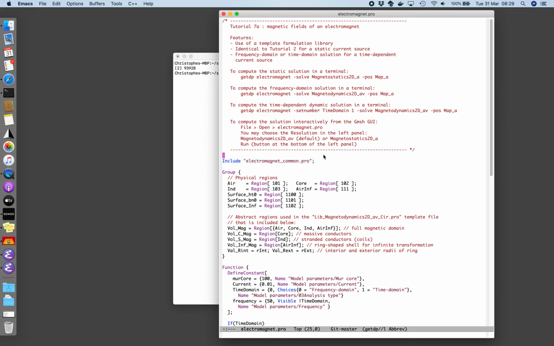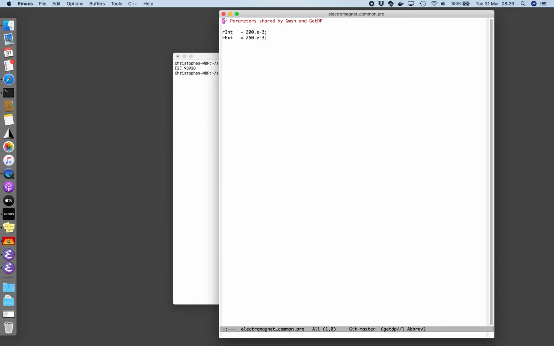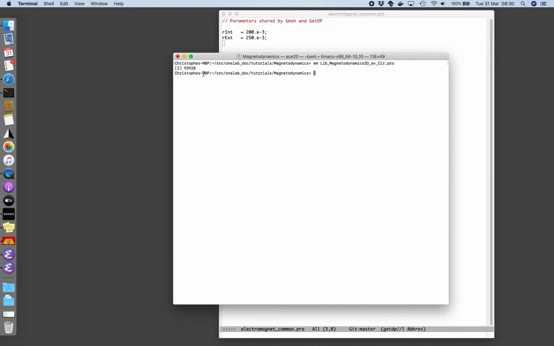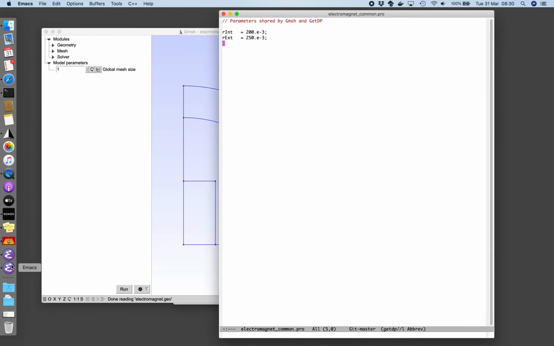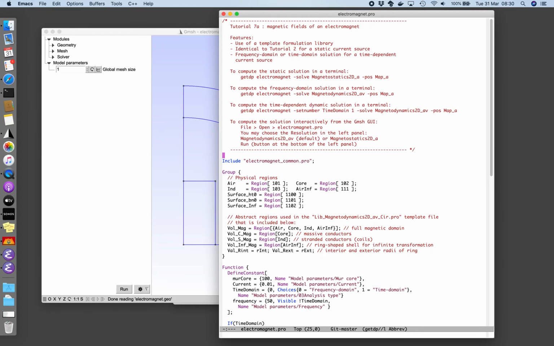Let's have a look at what's in electromagnet_common.pro. Wow, there's almost nothing. What's in there is the definition of the internal and external radius for the infinite region transformation, the annulus that we have around the geometry. We can maybe check that. So let's open the geometry, electromagnet.geo. We have this infinite region over here. The interior radius is 0.2. Here it's 0.25. And indeed, this is what we have here, 0.2, 0.25. All right, so what else?